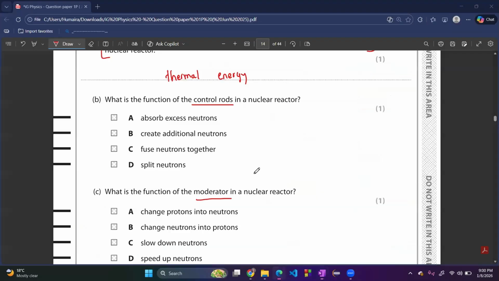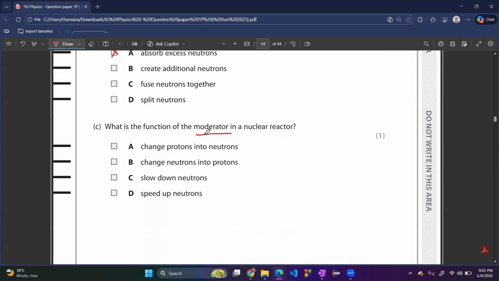Now let's get back to the question. What is the function of control rods? We have just learned that the control rods absorb excess neutrons. And what is the function of the moderator? The moderator slows down neutrons. Done.